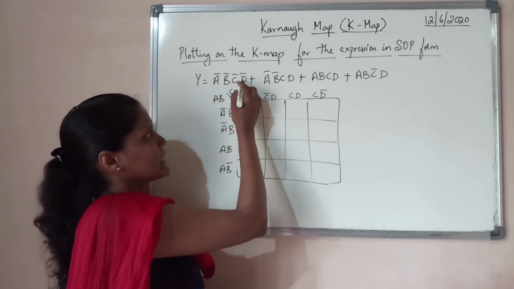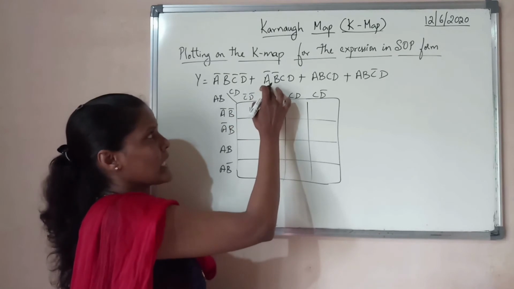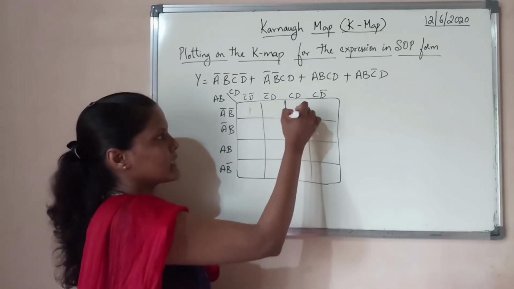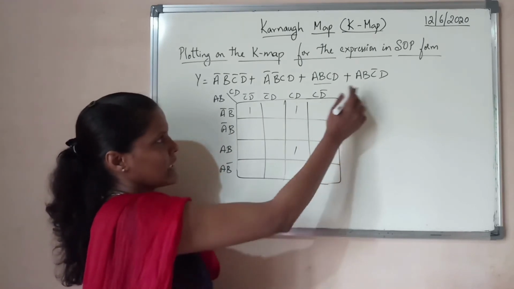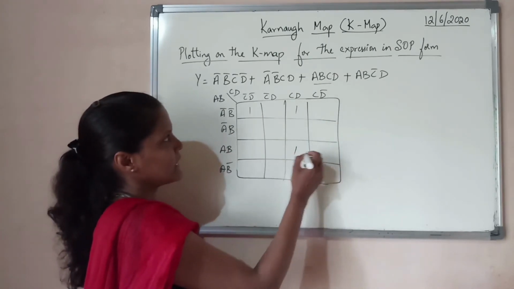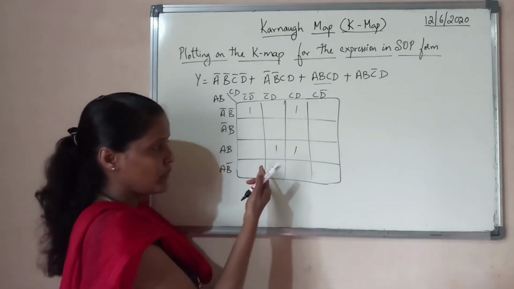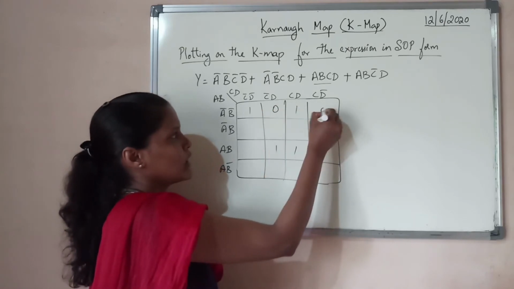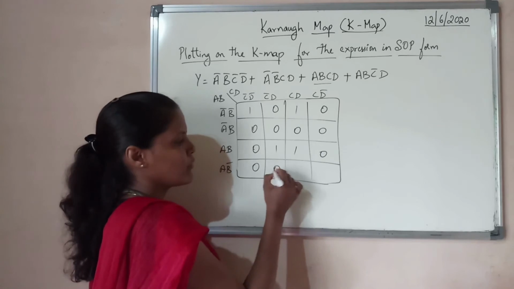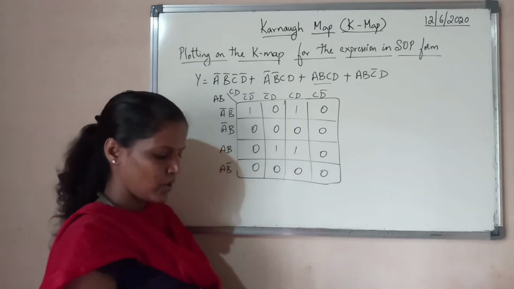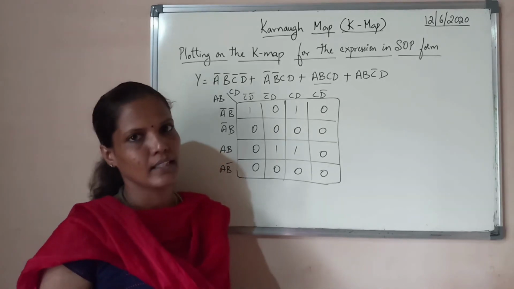A bar, B bar, C bar, D. Try to identify A bar, B bar, C bar, D. This is the first cell. A bar, B bar, C, D is over here. Next, A, B, C, D. A, B, C bar, D. So I am having 4 different terms, so I have filled 4 ones, and the remaining cells will be filled with 0 like this. So this is plotting the K-map for 4 variables, which contains 16 cells.